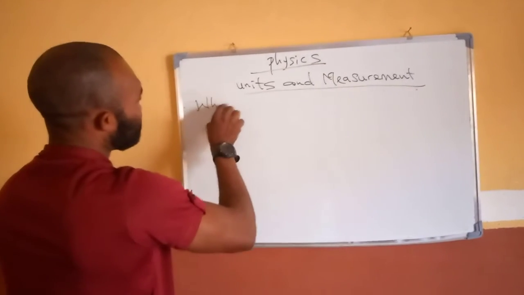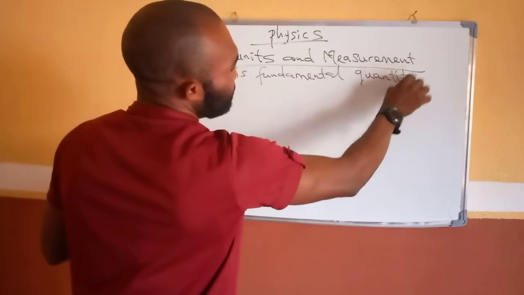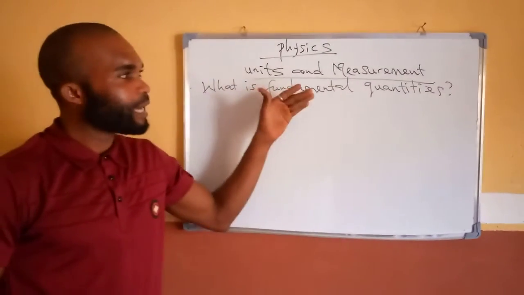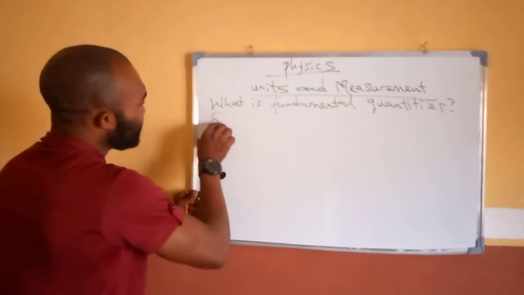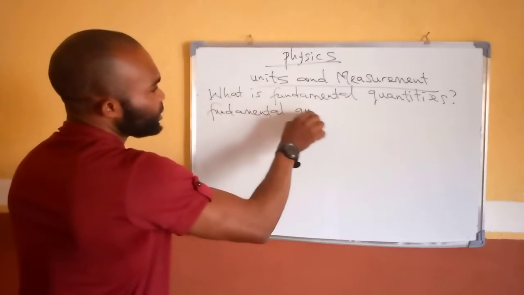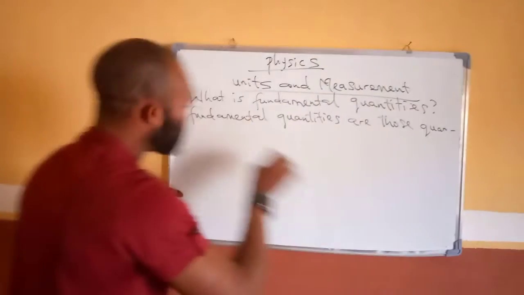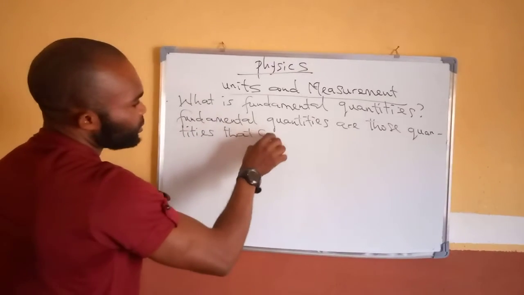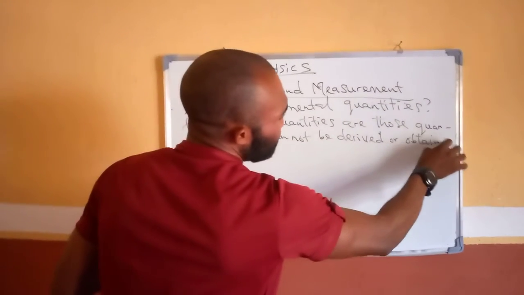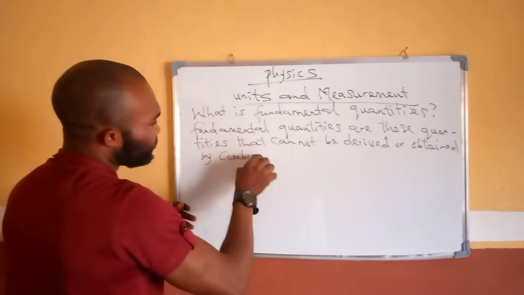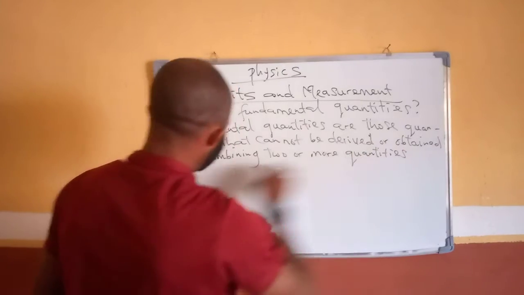What are fundamental quantities? Fundamental quantities are those quantities that cannot be derived or obtained by combining two or more quantities together. I repeat, fundamental quantities are those quantities that cannot be derived or obtained by combining two or more quantities together.